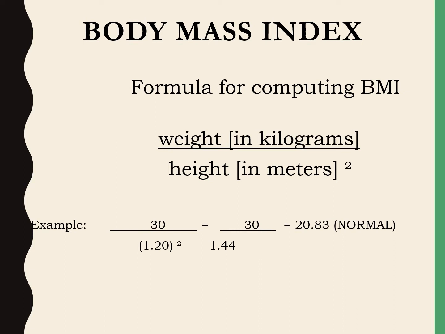So example, 30 kilograms over 1.20 meters squared is equal to 1.44. Then 30 divided by 1.44 is equal to 20.83. So the classification for the BMI is normal.